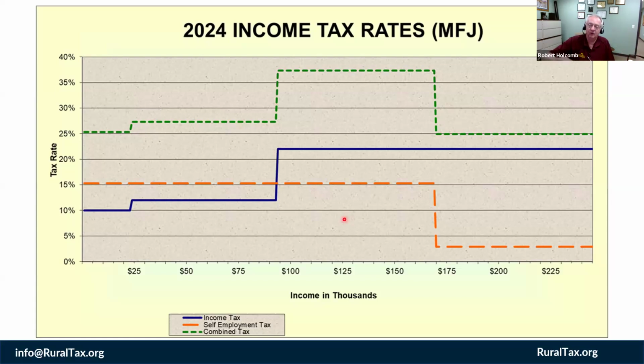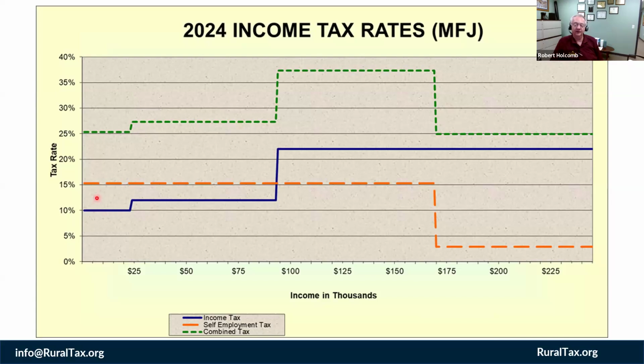And if this thing went off into infinity, you'd end up with brackets that go all the way up to 37%. All right, but it's a lot more money than what you see on here. This illustrates what we want to talk about here.